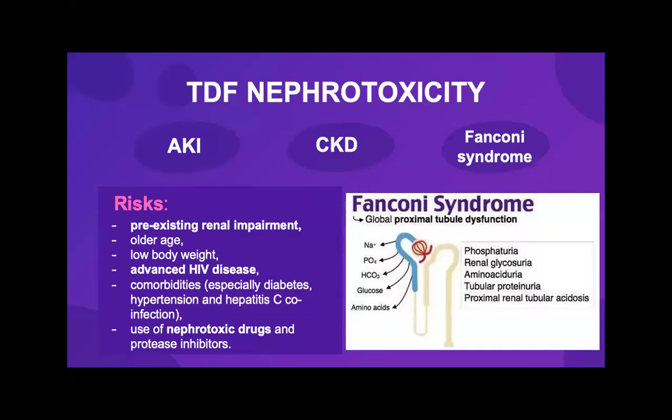You can get the phosphate changes just isolated, or you can also get it with glucose in the urine, like glycosuria with a normal serum glucose. You can get tubular proteinuria, amino aciduria, and renal tubular acidosis.